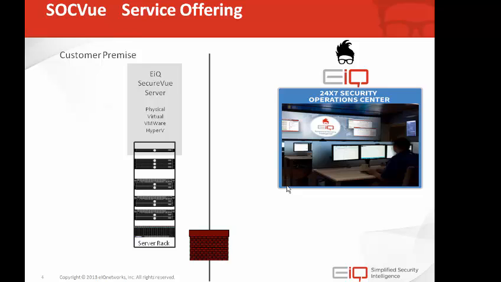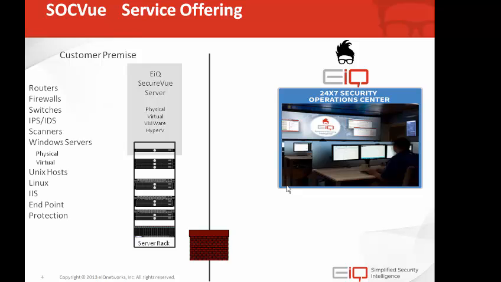So all of the syslog data from routers, switches, and firewalls, all of the event log data from Windows hosts and Unix hosts, and NetFlow data, and any other ancillary devices or appliances you may have for antivirus, anti-malware. All of this security data is being generated and delivered to the EIQ server, Socvue application.